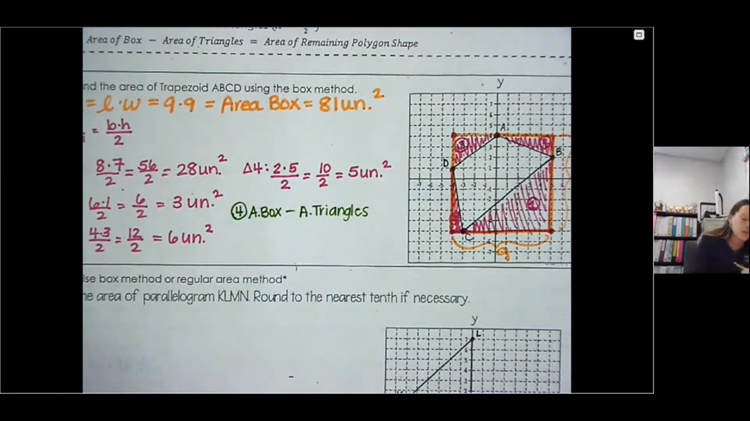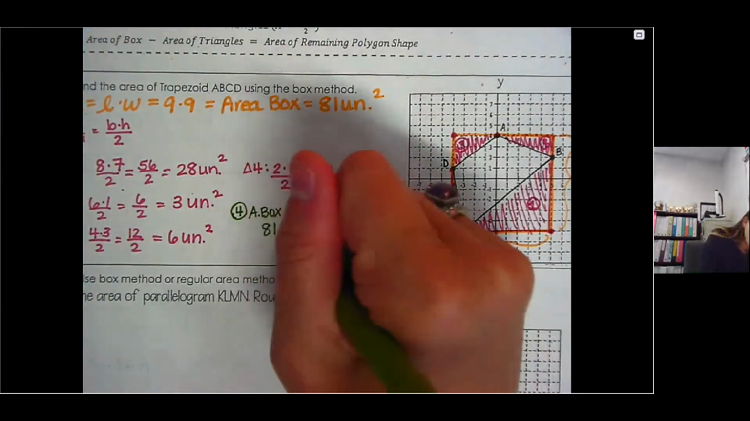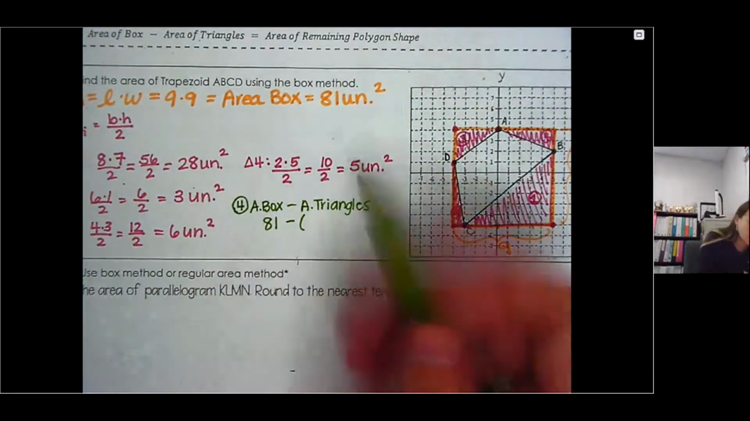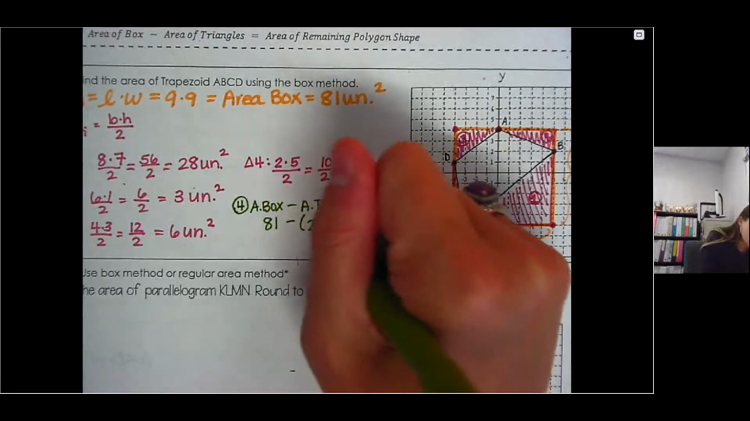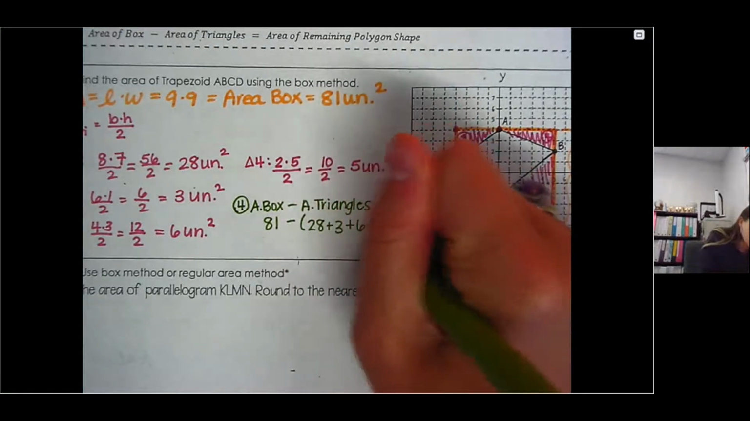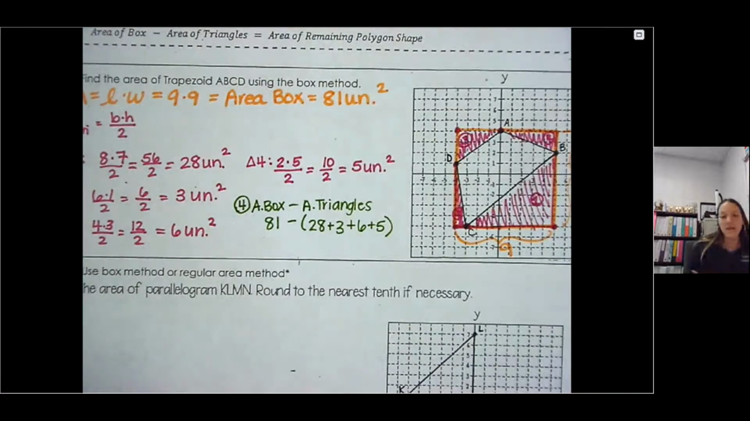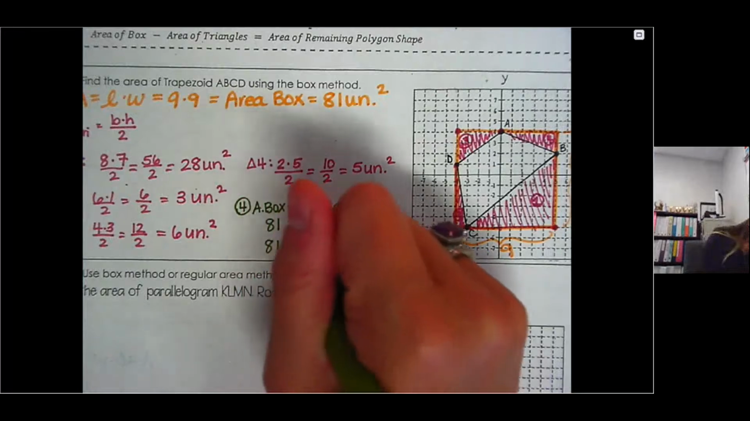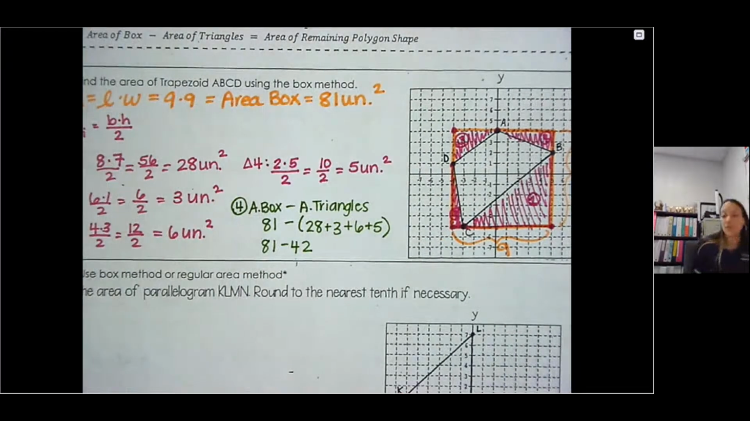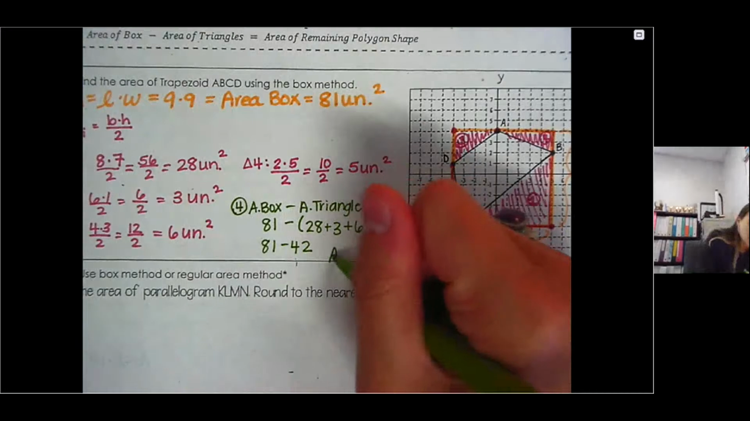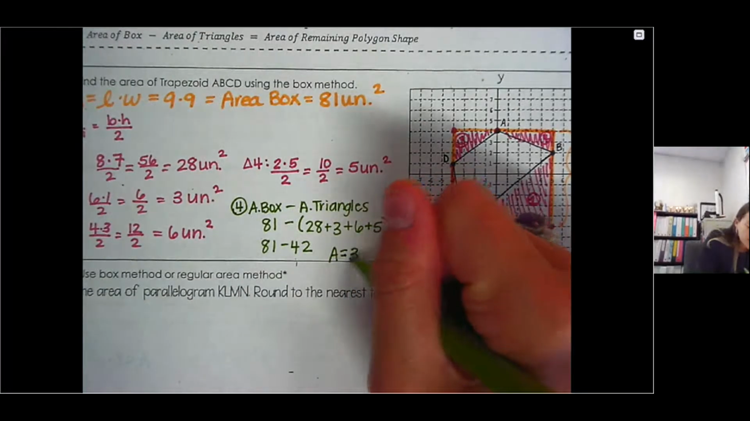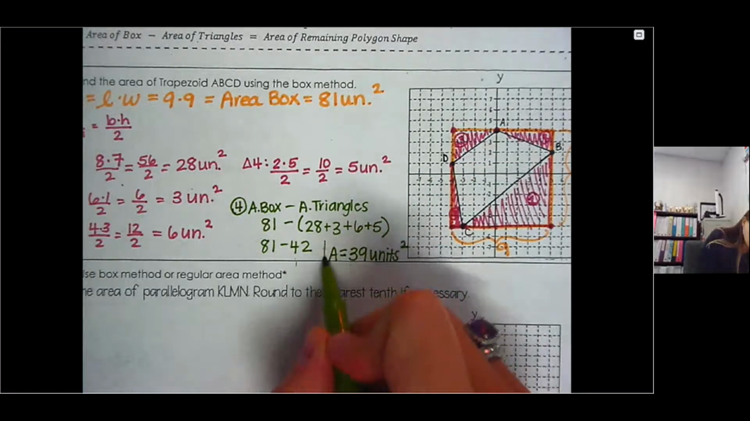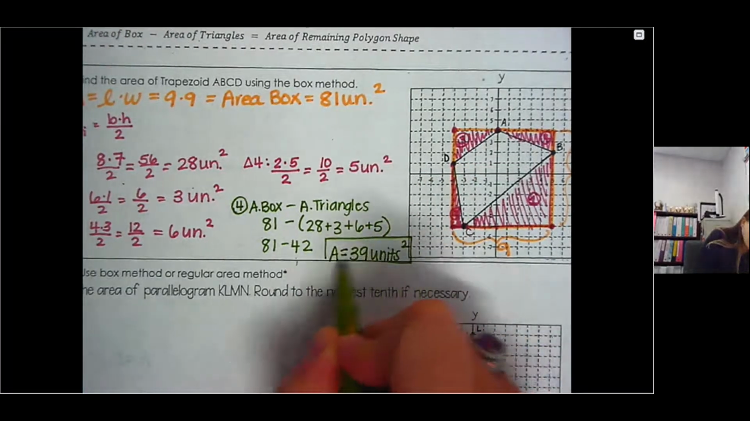So the box area was 81. And I need to subtract all of the triangles, which means I'm going to have to add these all up and then subtract them. So 28, 3, 6, and 5. I'll add them all together. You get 42. And 81 minus 42 gives me that my final area is 39 units. And it's squared because we're talking about area.